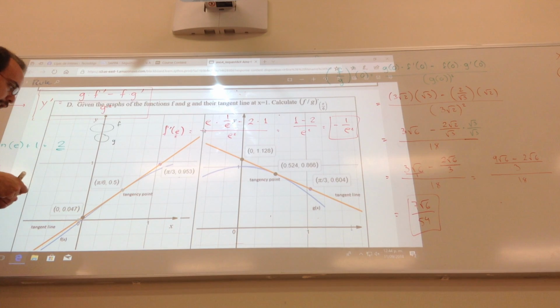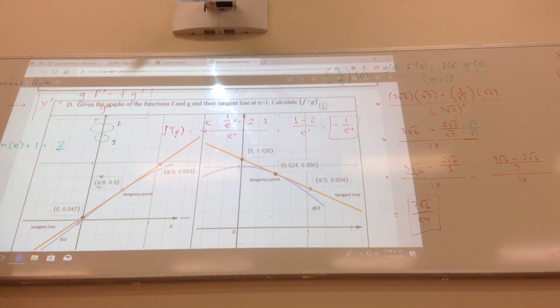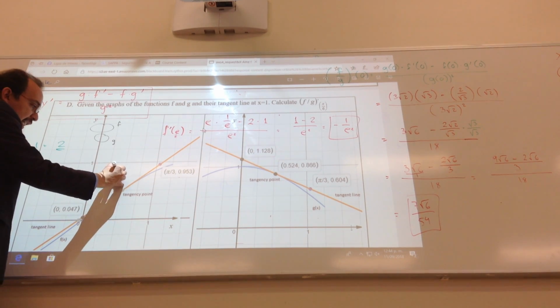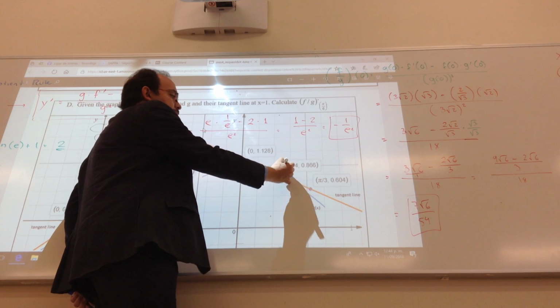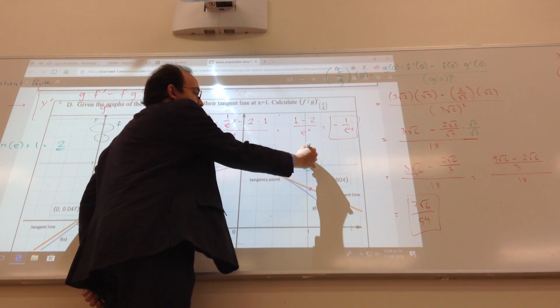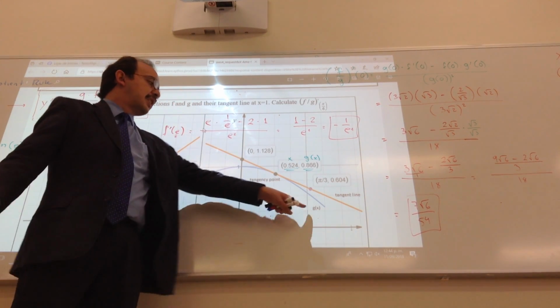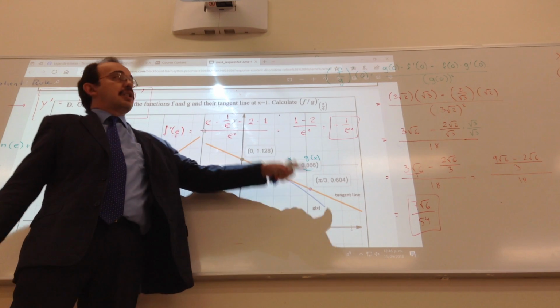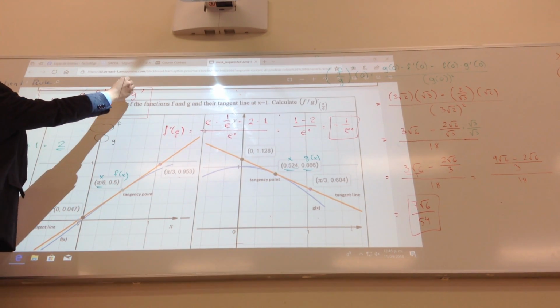Remember, this value pi over 6 represents what? X. And 0.5 represents f of x, like y. For this tangency point, this value is the x, and this value is going to be g of x. Why g and not f? Because the name of the function is g, the g that is here. So I have that, and I have this, and I have this.